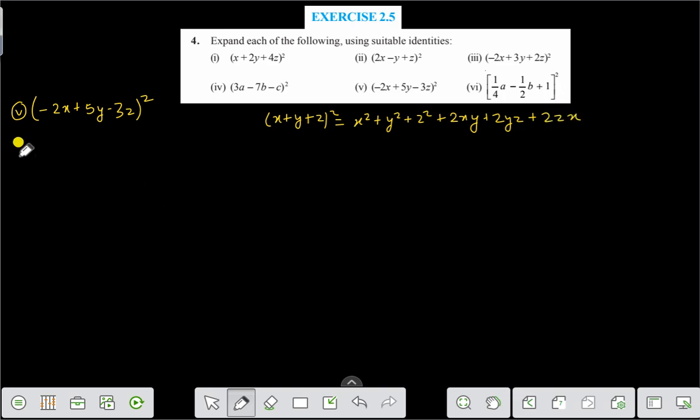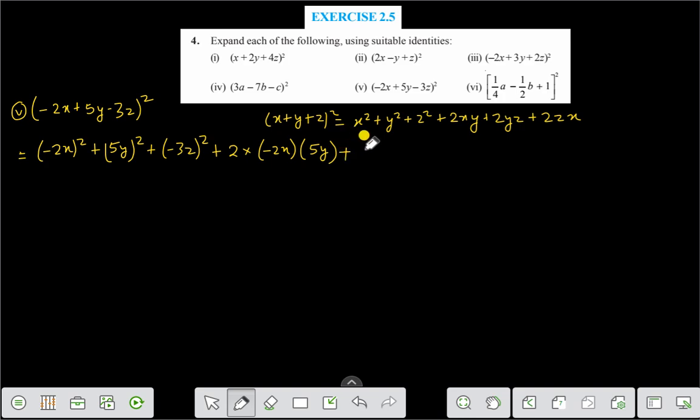So we are using this identity, we are getting minus 2x whole square, y square is 5y whole square, plus minus 3z whole square, plus 2xy, plus 2, x is minus 2x, y is 5y, plus 2yz, y is 5y, z is minus 3z, plus 2zx, 2, z is minus 3z, x is minus 2x.